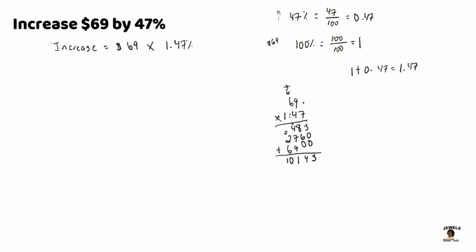So now we're going to go back to our numbers like we do as always and count how many digits are behind the decimal point. In my 69, there are 0. In my 1.47, there are 2 digits behind the decimal point. So in our answer in total, we should have 2 digits behind the decimal point. So we count 1, 2, and insert our decimal point. So the increase on our $69 is $101.43.